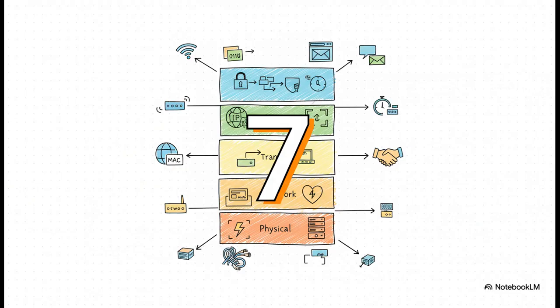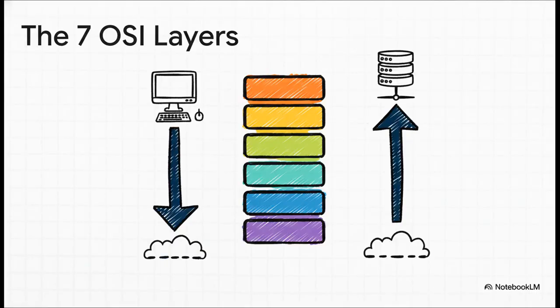And here's the brilliant part. Instead of trying to solve this giant problem all at once, the OSI model breaks the entire process of communication down into 7 distinct manageable layers. Each layer has one specific job to do, and it only has to worry about the layers directly above and below it. Simple, right? So here they are, all 7 layers.